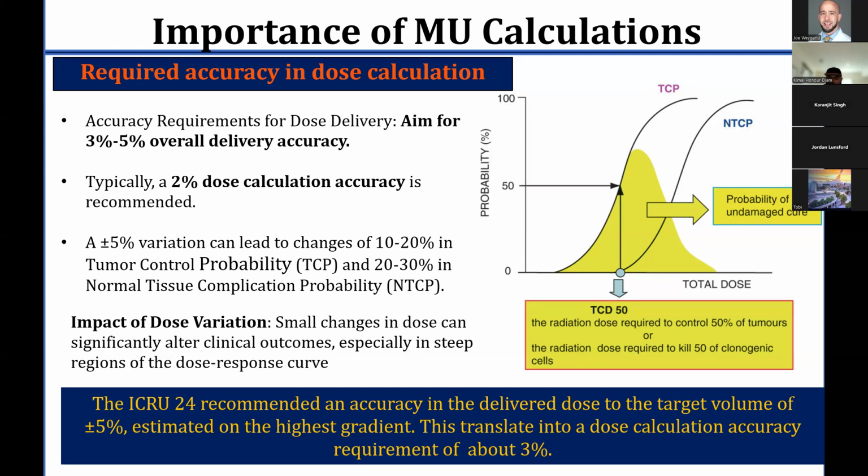Before we move on to the next slide, I want to conclude that ICRU 24 recommends an accuracy in the dose delivered to the target volume of plus or minus 5%. This is estimated on the steepest region of the curve. However, in certain critical conditions, the needed accuracy could be even more stringent. It could be the case for certain types of tumors where a variation of a maximum of about 3.5% of the dose could be delivered. That translates essentially to a required accuracy of about 2%.